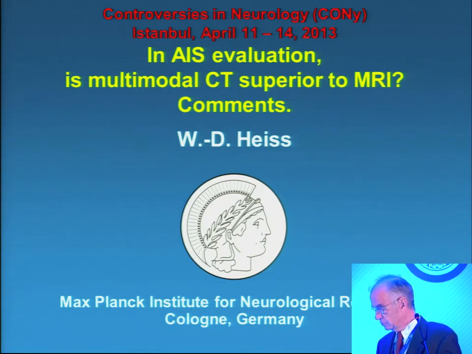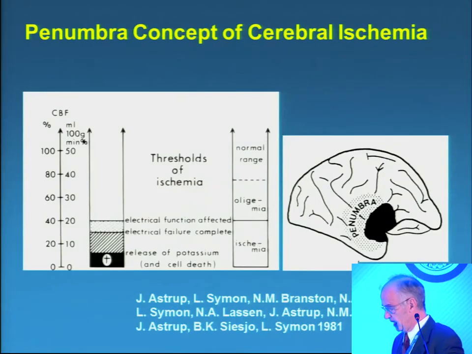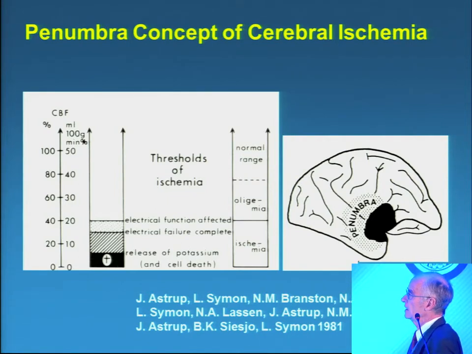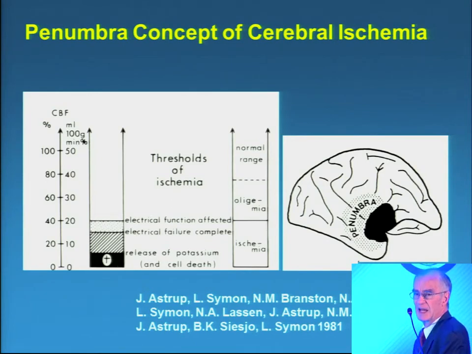Well, I have to tell you that the penumbra is an experimental model. If you decrease the flow below a certain limit, then you get electrical function failure, and if you go further down, you get release of potassium, indicating the damage of the membrane, and therefore the irreversible damage of the tissue. And this is, as it was done in baboons, the center is the irreversible damage, and surrounding is the penumbra, which can be revived if the reperfusion is valid.